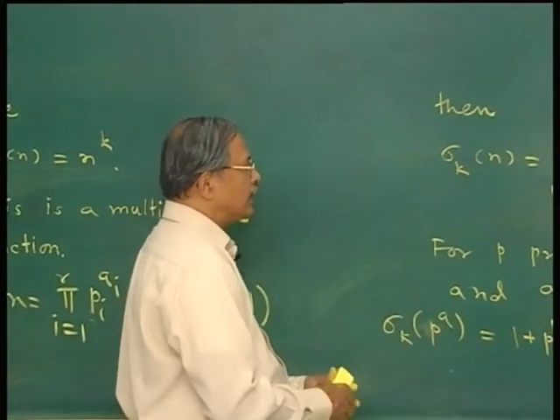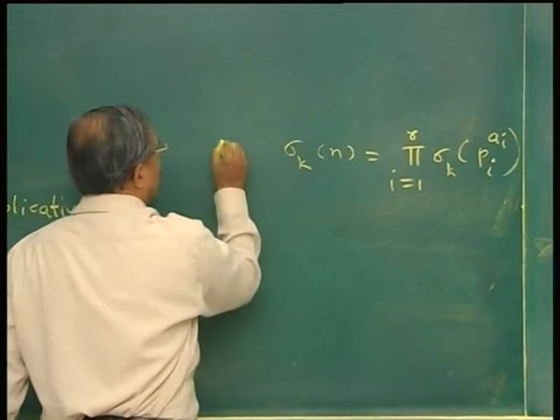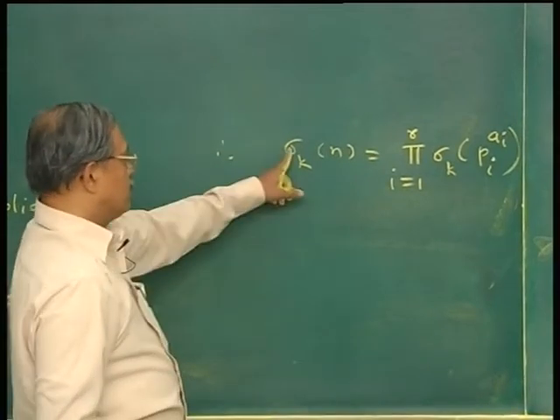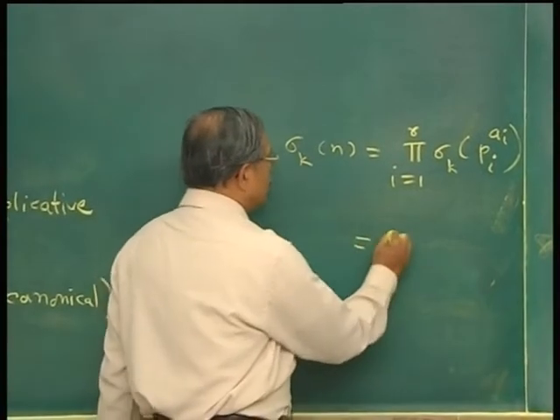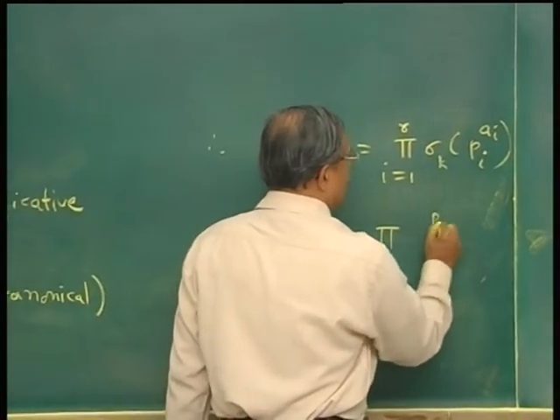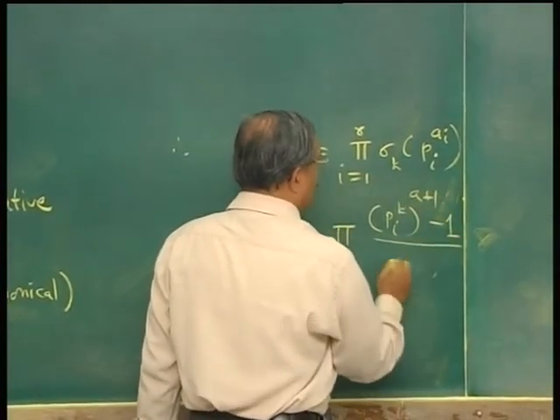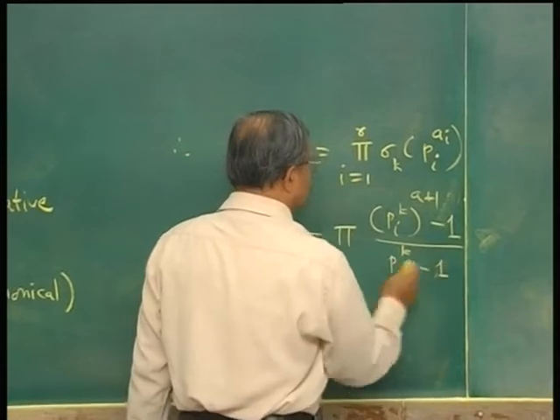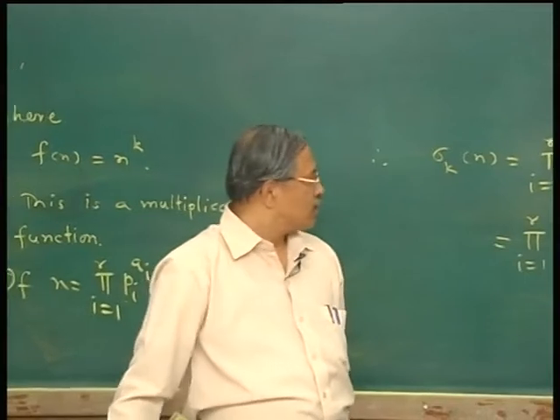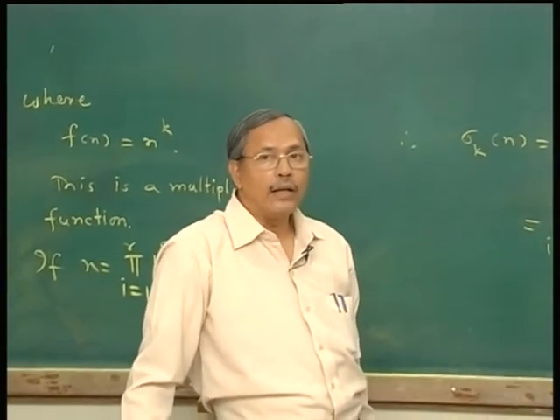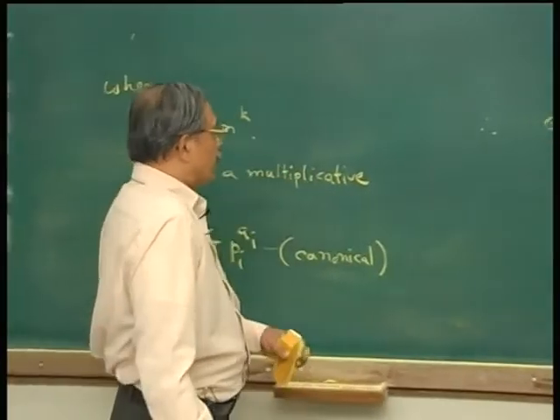And then from this we can get sigma k of n. Therefore sigma k of n equal to product sigma k of pi raised to ai, which is product of (pi raised to k) raised to a plus 1 minus 1 upon pi raised to k minus 1, i equal to 1 to r. So this is how you get sigma k of n. Using that, it comes from a multiplicative function and therefore it is also multiplicative.